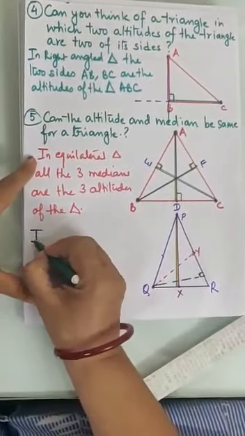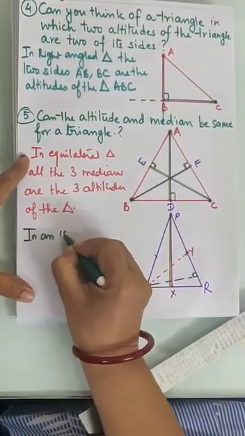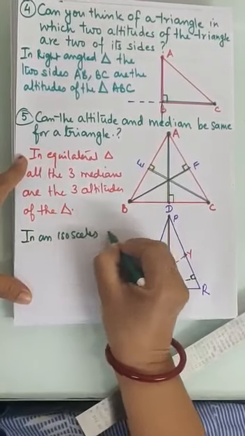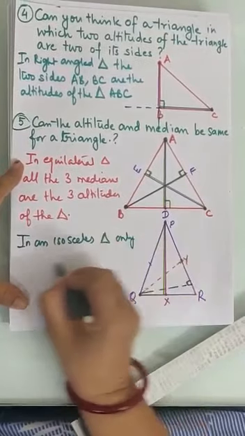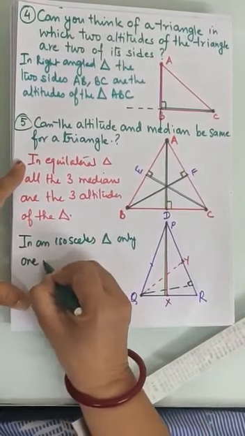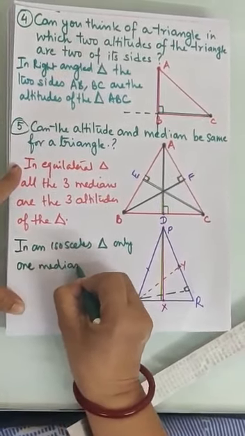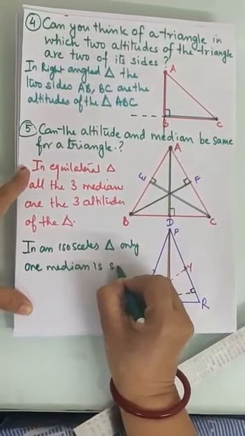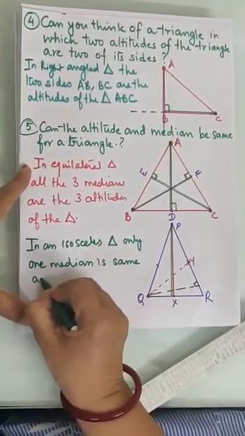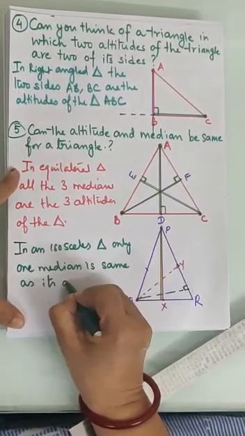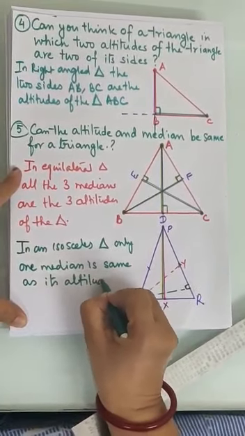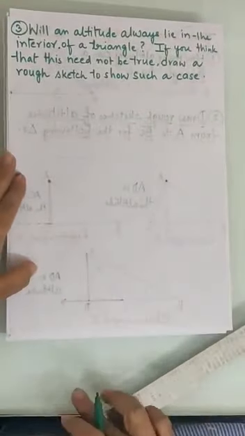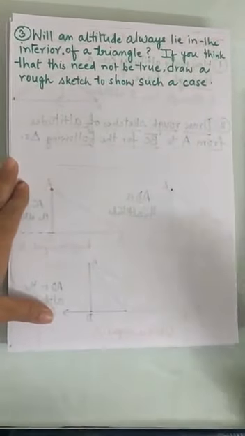So we write here, in an isosceles triangle, only one median is same as its altitude. Okay? Now we come to question 3. I missed out this question. Let us do it now.